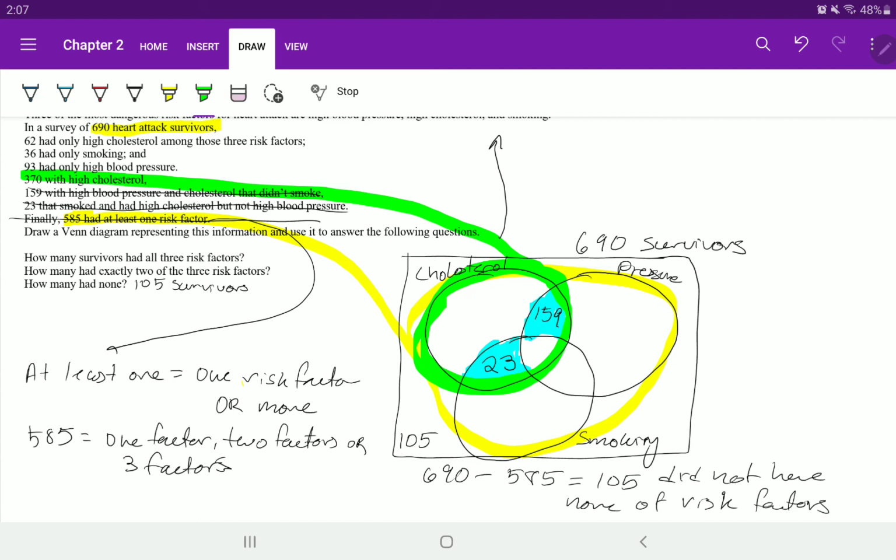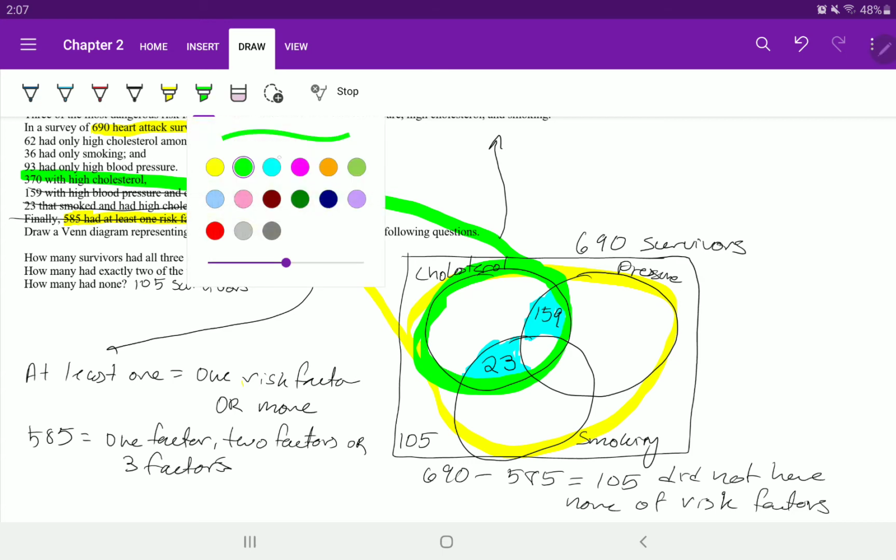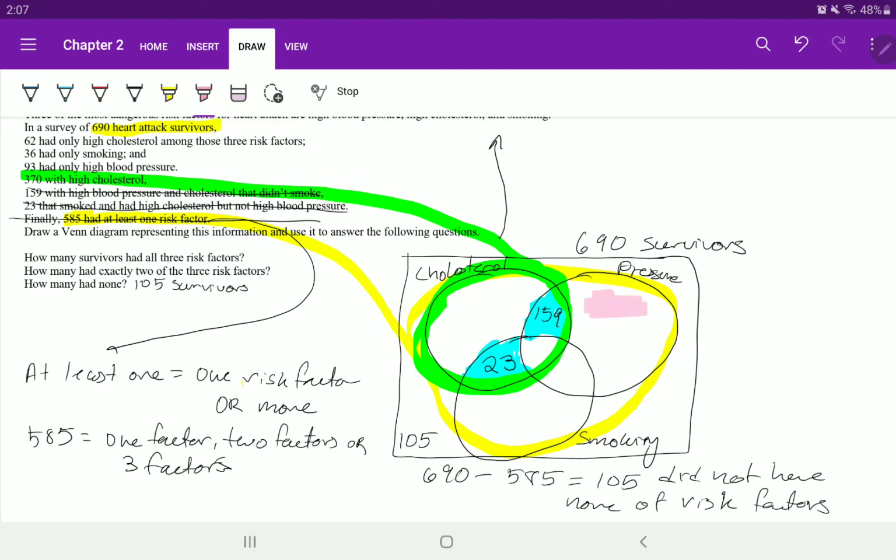93 had only high blood pressure. If it had only high blood pressure, that will go right here. For only high blood pressure.